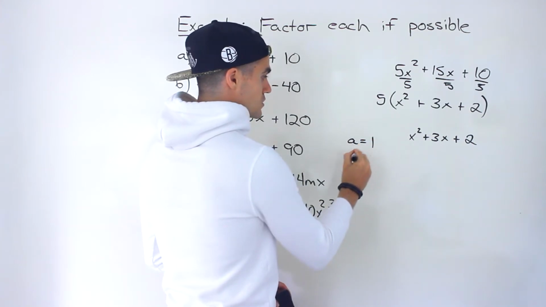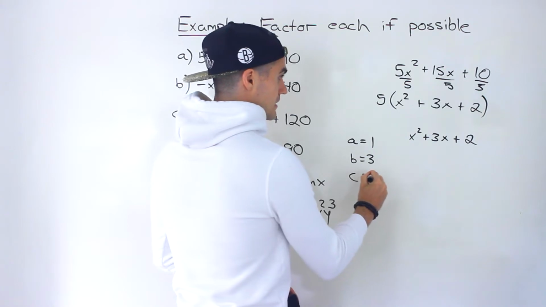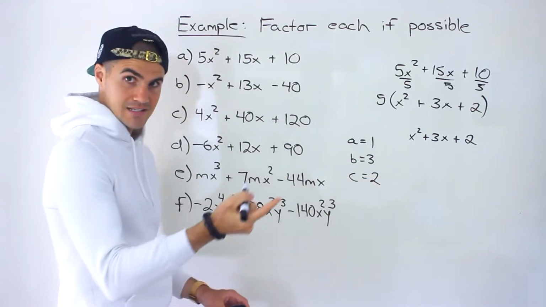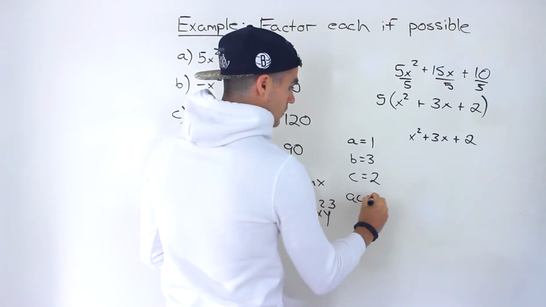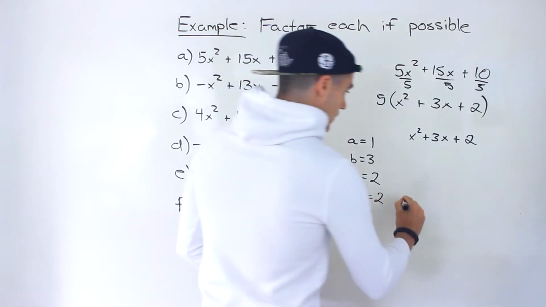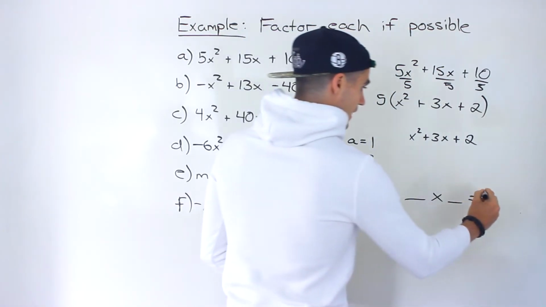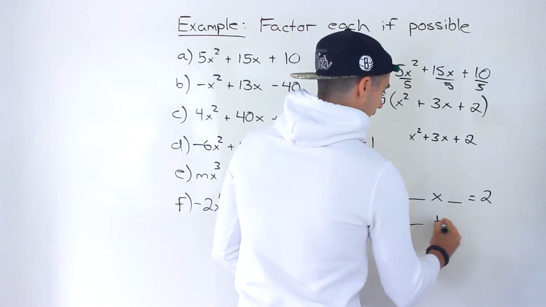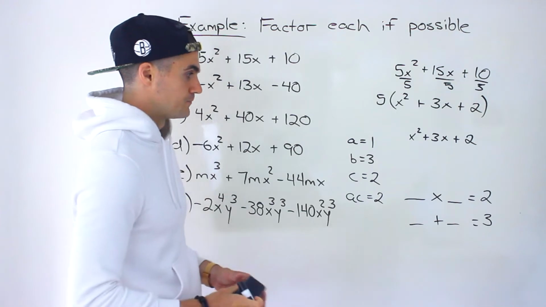So what do we do? First step, write out the A, B, and then the C value. Next step, what you want to do is multiply the A and the C value, which is going to be 2 times 1, which is 2 in this case. And then you want to find two numbers that multiply to this AC value of 2, and then add up to this B value of 3.